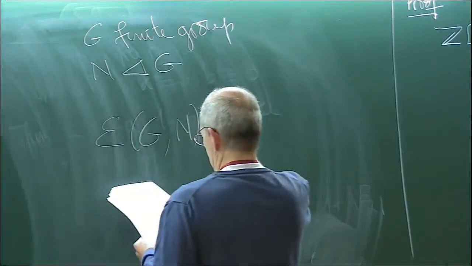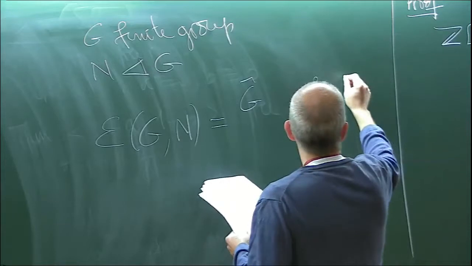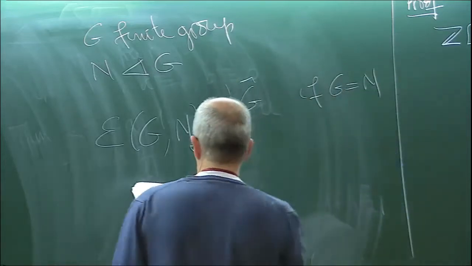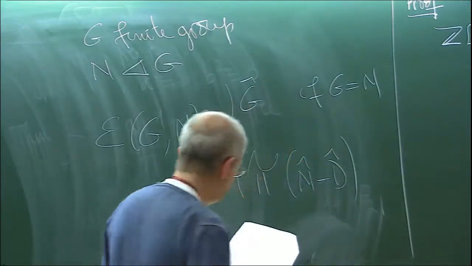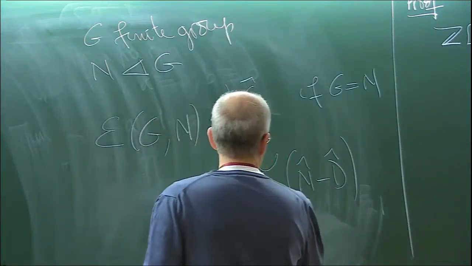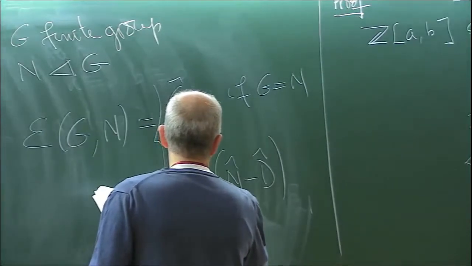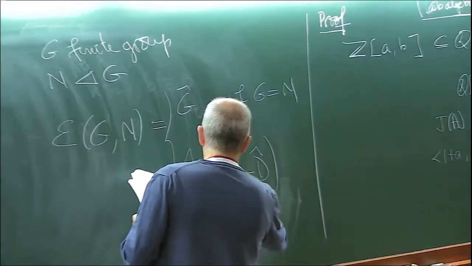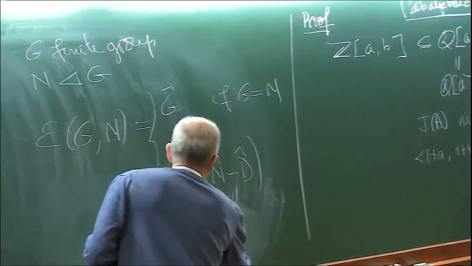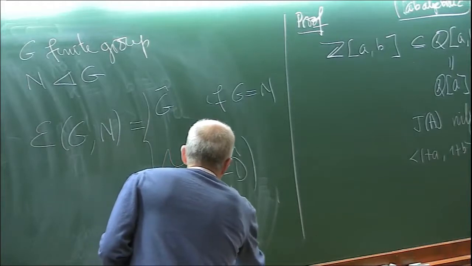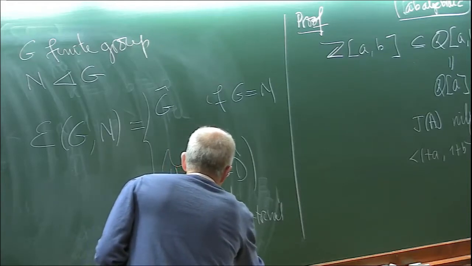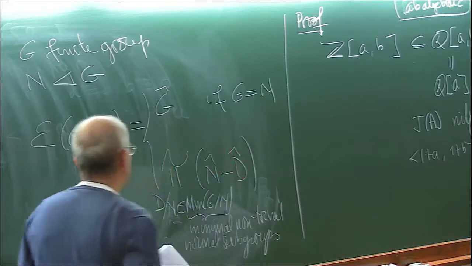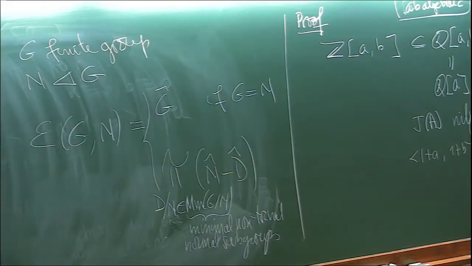It's by definition G hat if G is equal to N. And otherwise, it's the product of differences of hats, N hat minus D hat, where D is such that D over N is an element of the minimal non-trivial normal subgroups of G over N, and of course I assume D contains N here. Okay? Exercise: prove this is an idempotent.